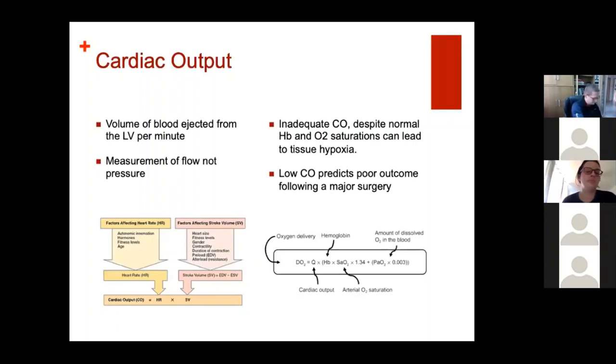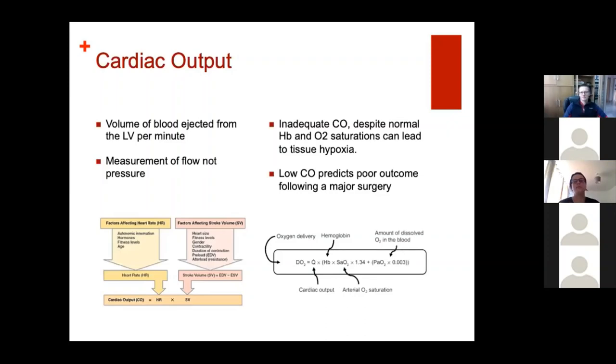So what is cardiac output? It's the volume of blood ejected from the left ventricle in 1 minute. And it's a measurement of a flow, not a pressure. All of us know this diagram below: cardiac output equals heart rate times stroke volume. What does it exactly mean? Within the heart rate, there are some things that affect it, like hormones, age, and autonomic interventions. And in terms of stroke volume, we've got preload, afterload, and contractility.